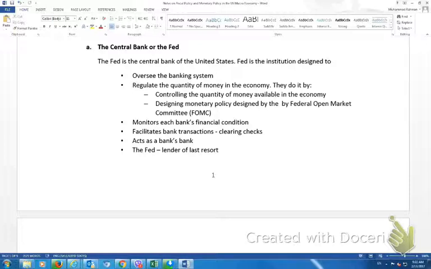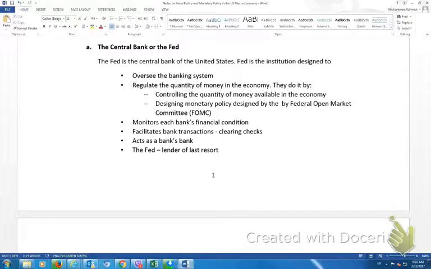The Fed also monitors each bank's financial condition. Every year banks have to submit documents related to the financial viability of their institutions. The Fed will analyze those, and the Fed will also make recommendations as to how private sector banks can improve their banking performance.